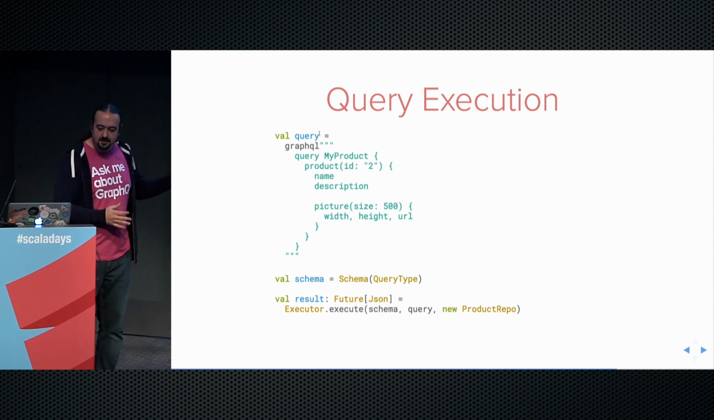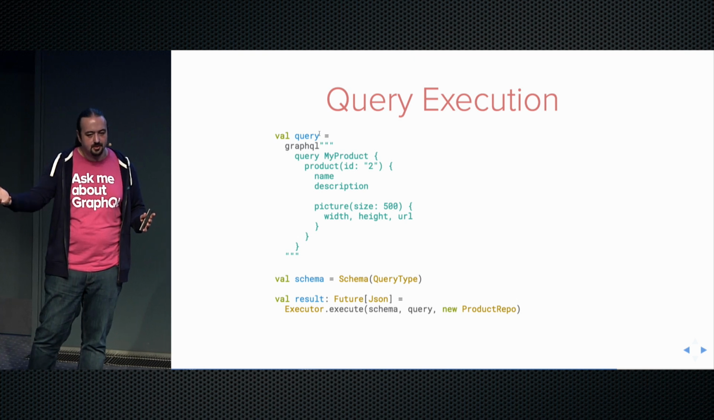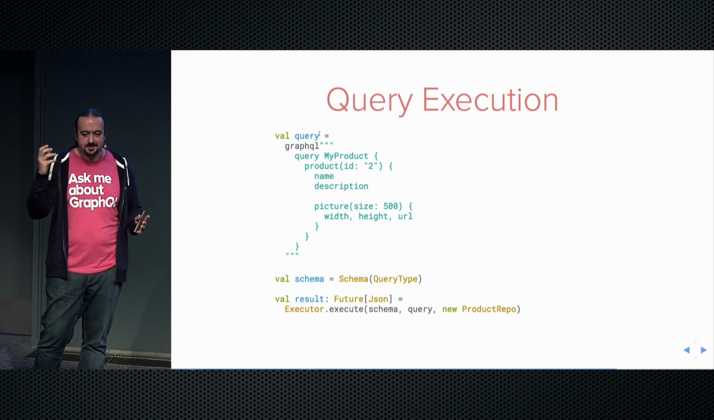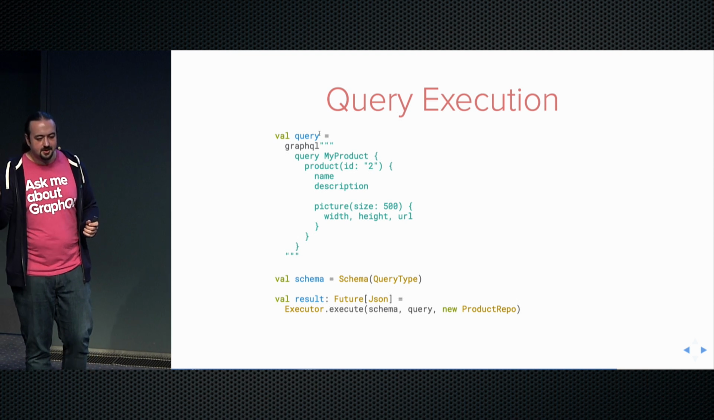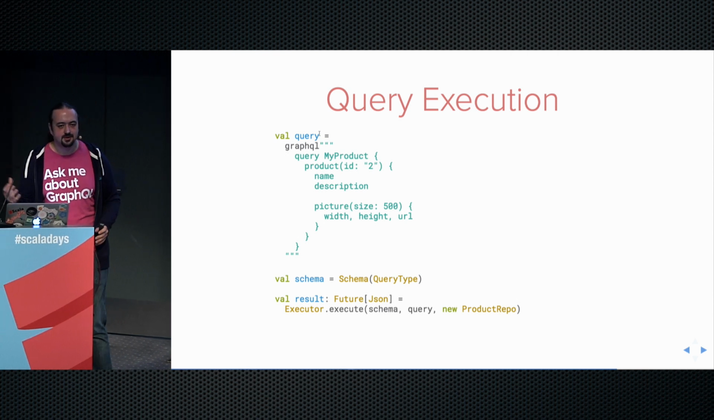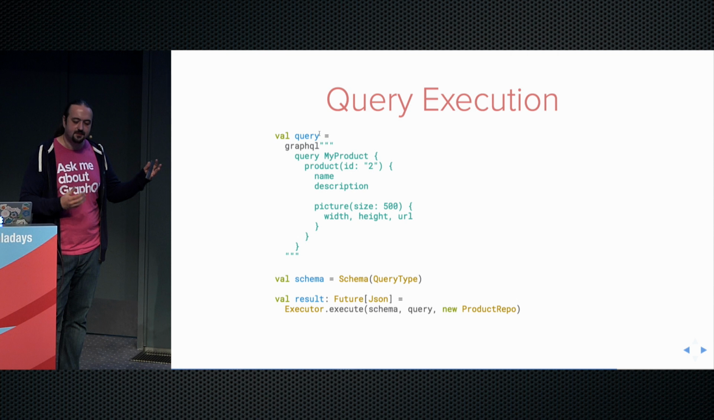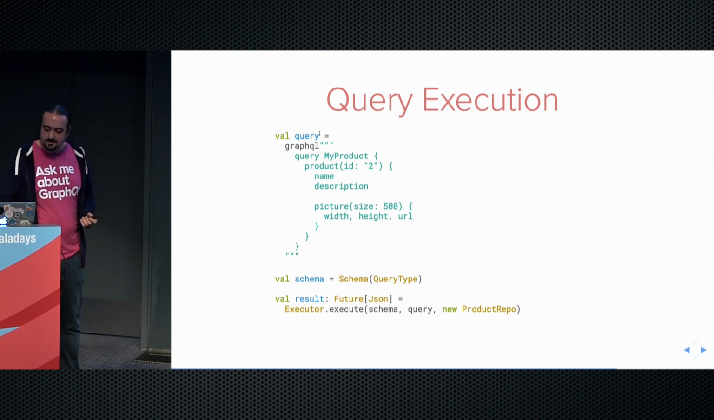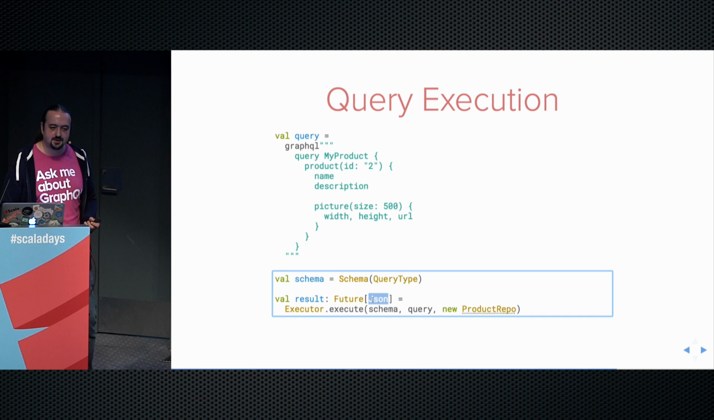So given this query and the schema, and when we define the schema, we say, okay, the query type is an entry point. This is the type that defines those top-level fields. And with the product repository, we can actually execute it. After execution, the execution engine will take the query, analyze and validate it, and execute all those resolve functions. And as a result, you will get a future of JSON. This can be JSON from circe, that can be JS value. It all depends on the input.